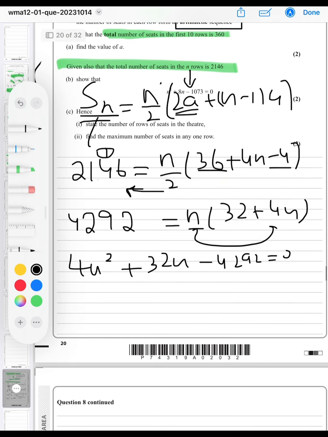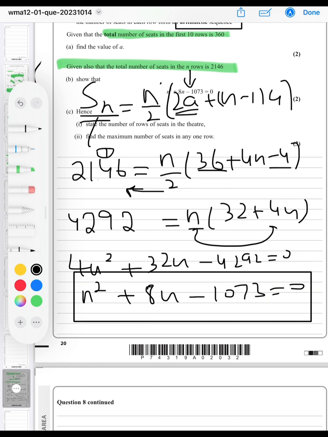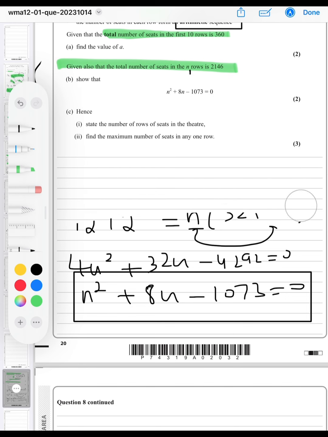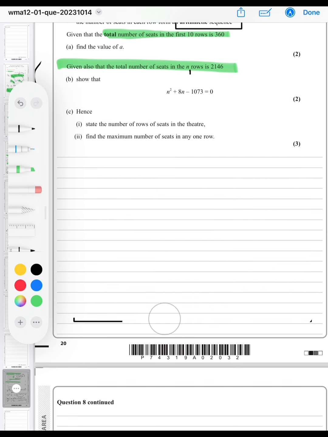There you go. Now we'll take 4 as a common factor, which will result in n square plus 8n minus 1073. So this is the result and the requirement which they were asking for. So we finally get this one. Now moving to the next one. Hence, it means we will use the previous answer.